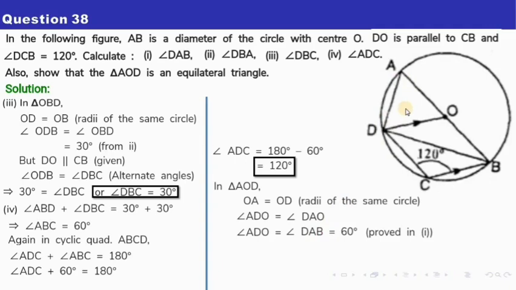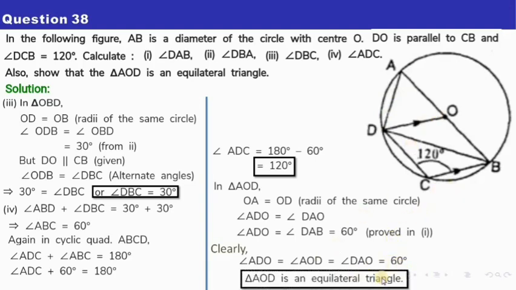Now if this is 60, then this is also 60, then obviously this last part has to be 60 degrees, because 60 plus 60 is 120, and whatever is left will be this value, that is 60. So clearly we see that all the angles are 60 degrees, and in an equilateral triangle all the interior angles are 60 degrees. Since all the angles are 60 here, that's why I say triangle AOD is an equilateral triangle. So pause the video to note this down.